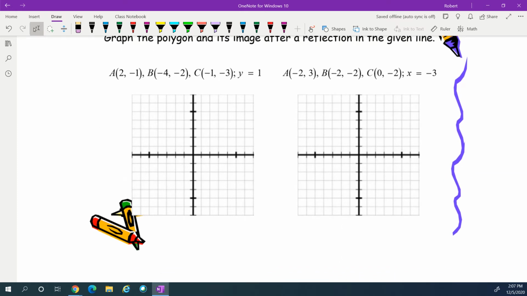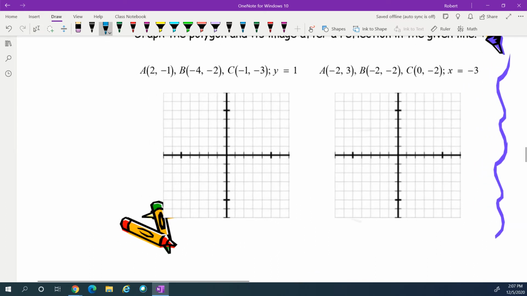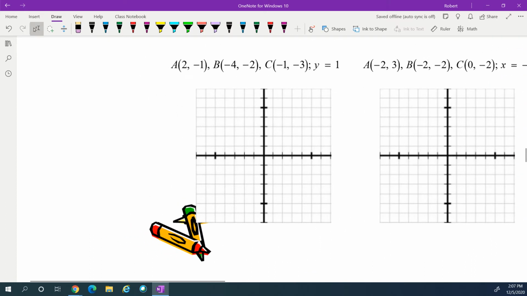Doing the exact same thing. We're going to graph the original. So let's graph our original. A is at 2, negative 1. B is at -4, -2, and C is at -1, -3.